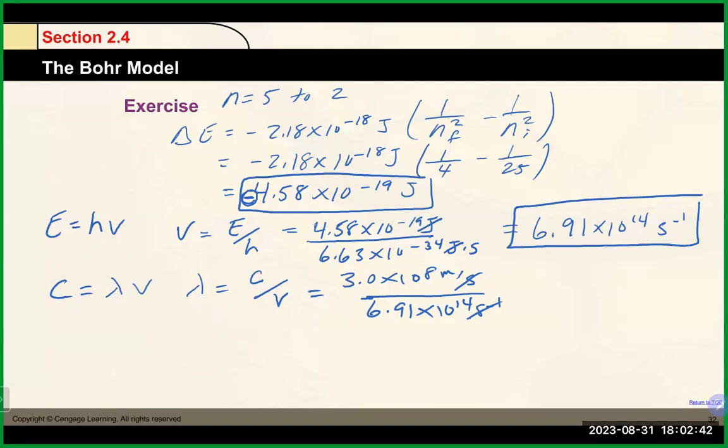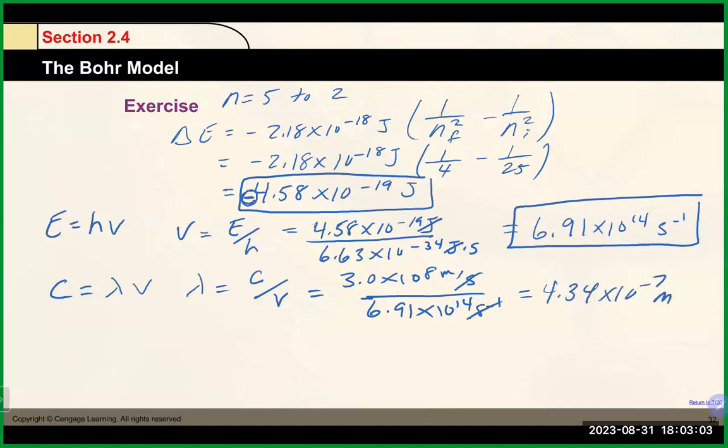And it helps to punch it in right. So let me try that again on my calculator here. No negative on that 14. There we go. So that is going to give us 4.34 times 10 to the minus 7 meters.